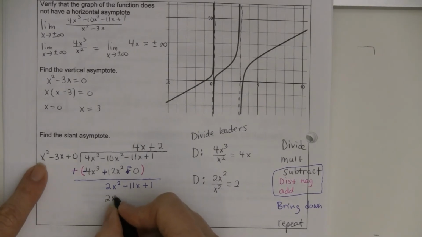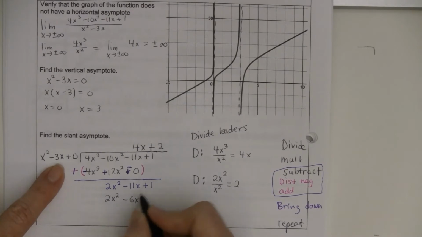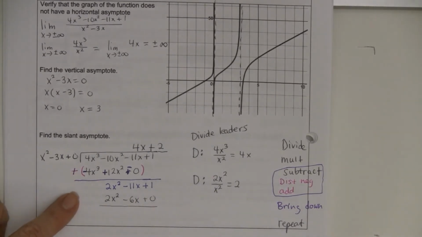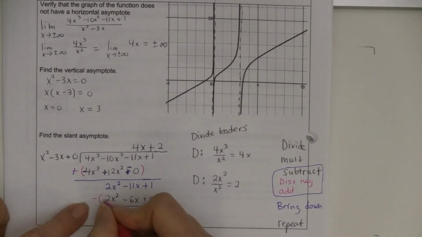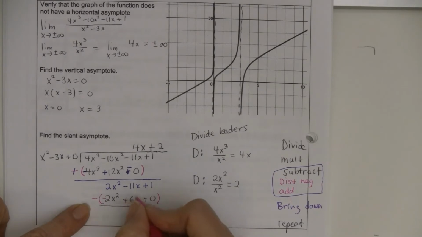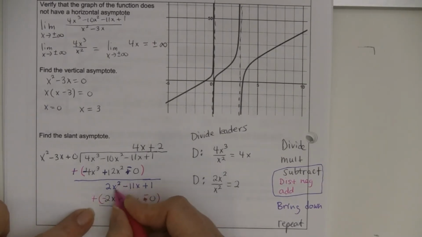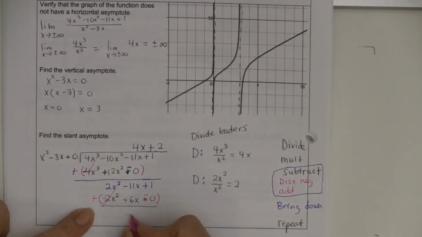You're going to be happy about that. So here I'm multiplying, so I'm going to get negative 6x, and I get plus 0. And I'm going to do the subtract step with my pink pen. Subtract, right? Distribute the negative, and add. So the leader goes away, and if it doesn't, you've made a mistake. And I get negative 5x, and then I get plus 1.